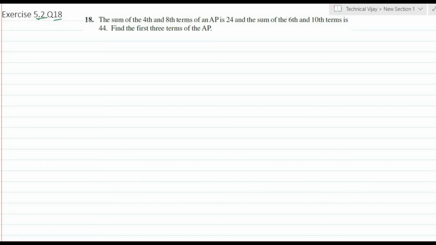So 5.2, question number 18. The sum of the 4th and 8th terms of the AP is 24, that is the sum of A4 and A8 is 24. And the sum of A6 and A10 is 44. Find the first 3 terms of the AP, that is, A1, A2, A3 we have to write. So for writing A1, A2, A3, what do we want?